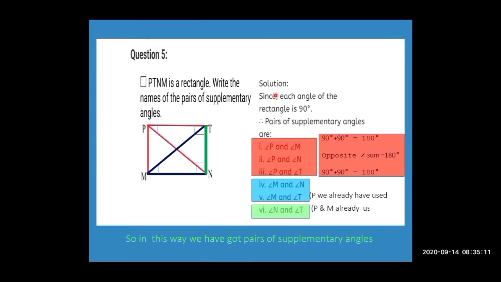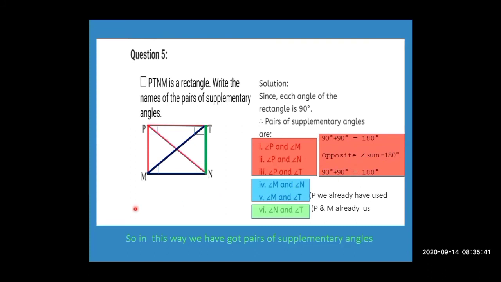Okay. Now see solution. Since each angle of the rectangle is 90 degree, therefore pairs of supplementary angles are, first we will make a pair with P. Therefore angle P and angle M, 90 plus 90 equals 180. P and angle N, that is opposite angle, sum is 180 degree. P and angle T, 90 plus 90, 180.